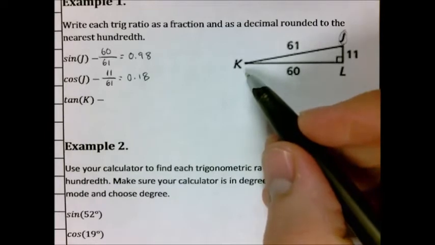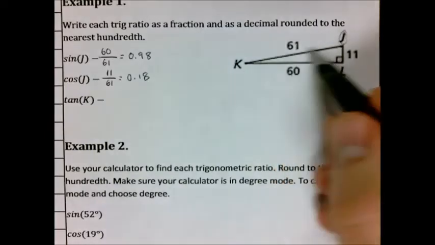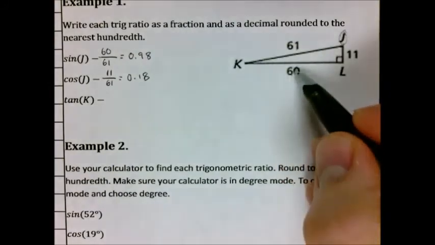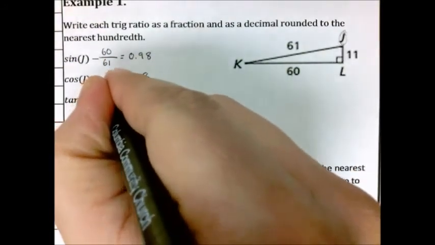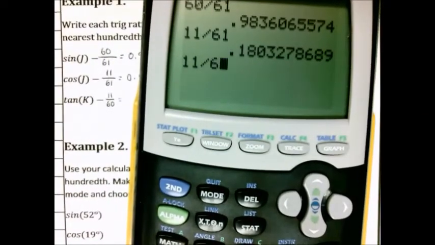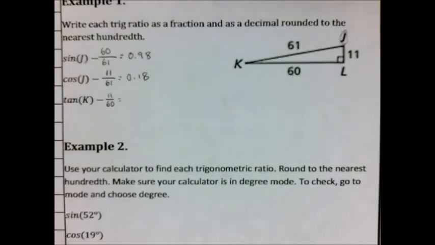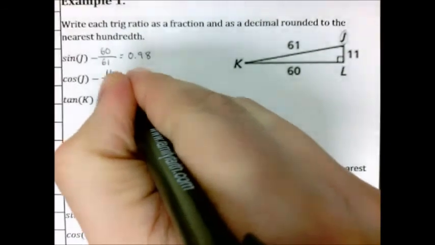Okay, and if we're trying to find the tangent of an angle, tangent of K, remember tangent, the TOA part, is the opposite over the adjacent. So we're looking at this angle right here. Opposite of K is 11. Adjacent of K is 60, which means that this is going to be 11 over 60. And what you'll see, 11 over 60 is very similar. It's a little different, but it still rounds to the nearest hundredth as the same as cosine of J did. So it's 0.18.